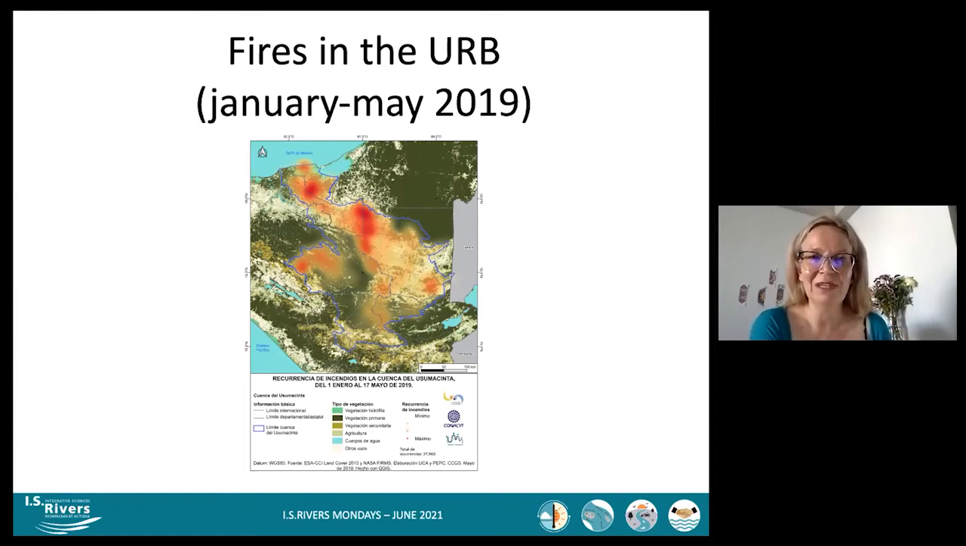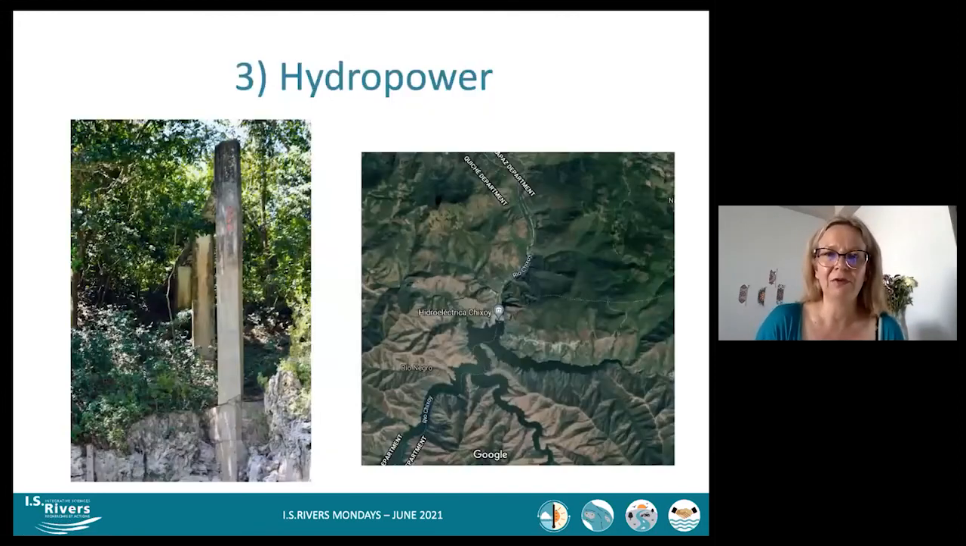So one of the elements of cooperation in this waterscape, the Usumacinta waterscape, as you can observe on the map, is fire control. There are forest fires between January and May 2019 that are shown here, and this indicates that this is a shared reality for both countries in this waterscape. And the red area, which is exactly at the border between the two countries.